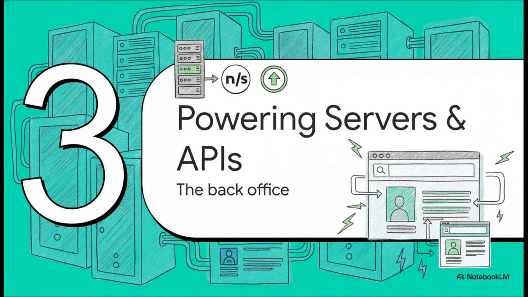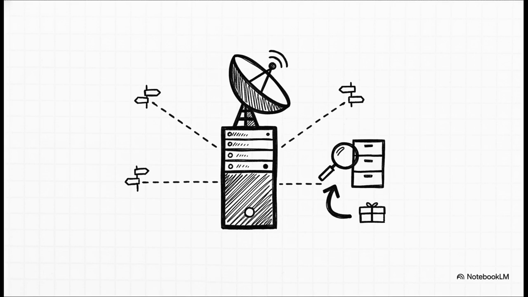That brings us to section 3, powering servers and APIs. Welcome to the back office. To answer that question, we have to step into the back office, which is typically powered by modern technologies like Node.js and Express. So the crucial point is understanding this server mindset. I want you to think of a server exactly like a busy restaurant kitchen, and routes are the specific items on the menu. A server's main job is simply to listen for requests from users.